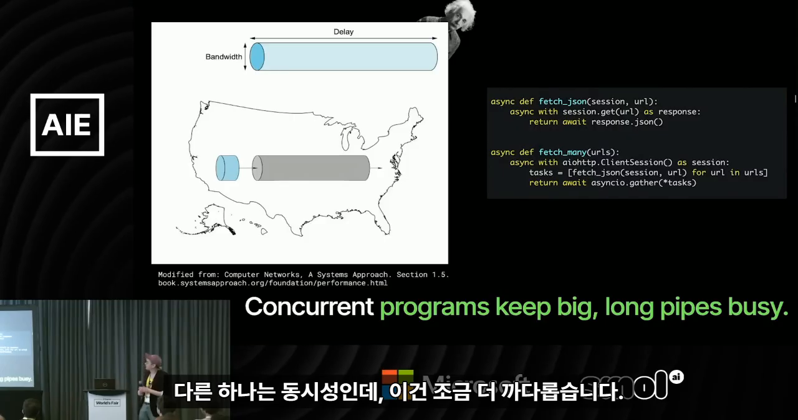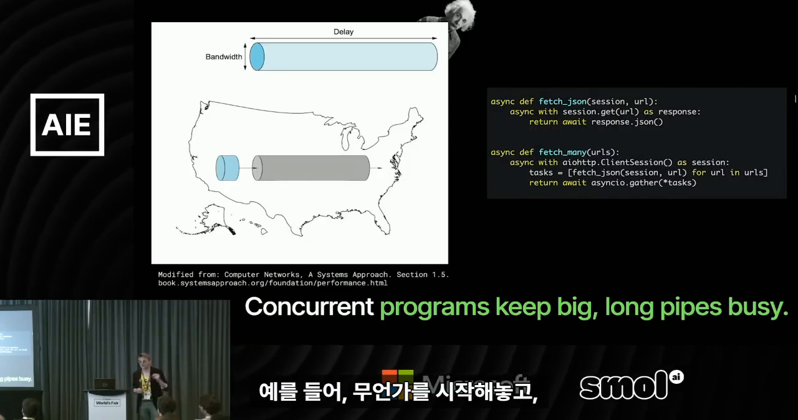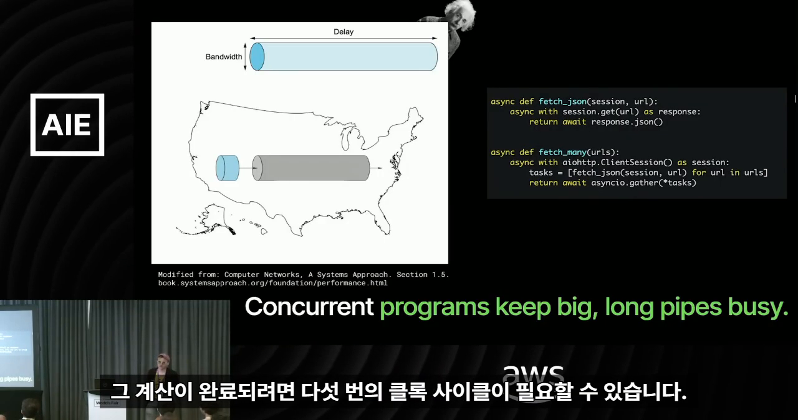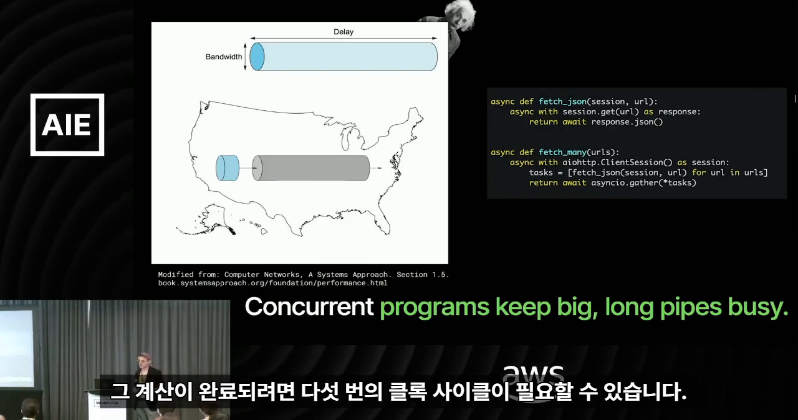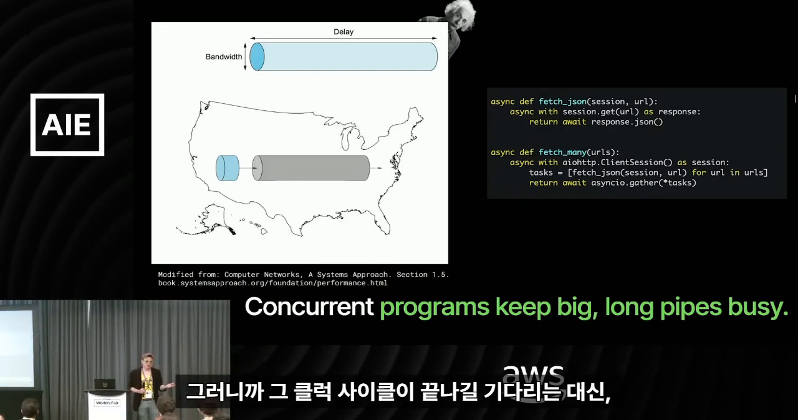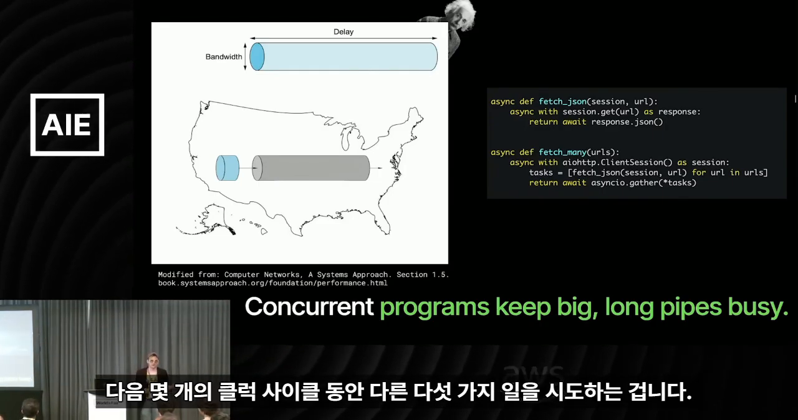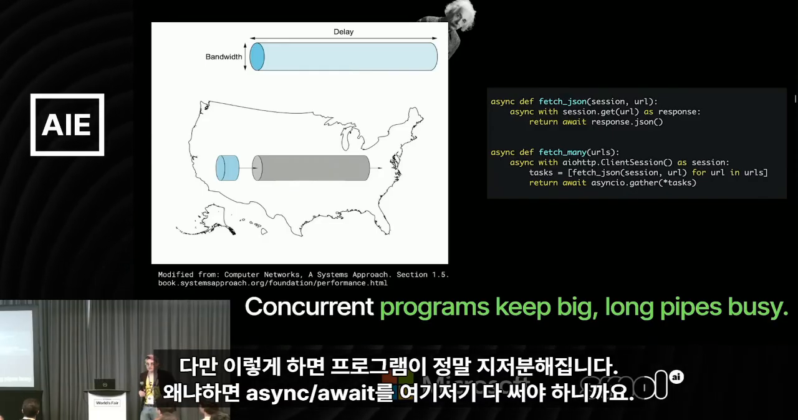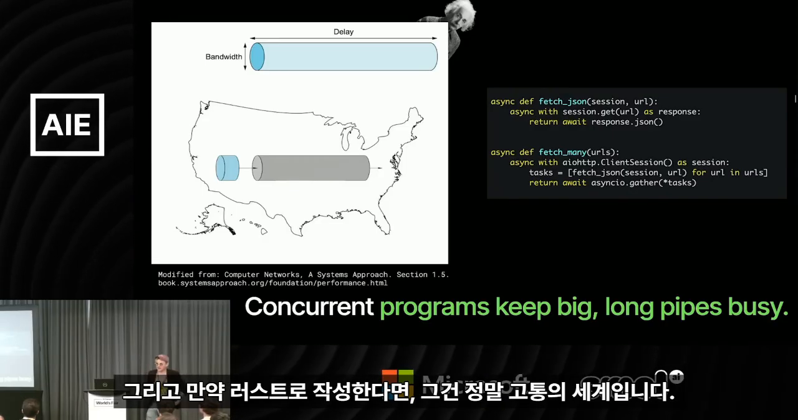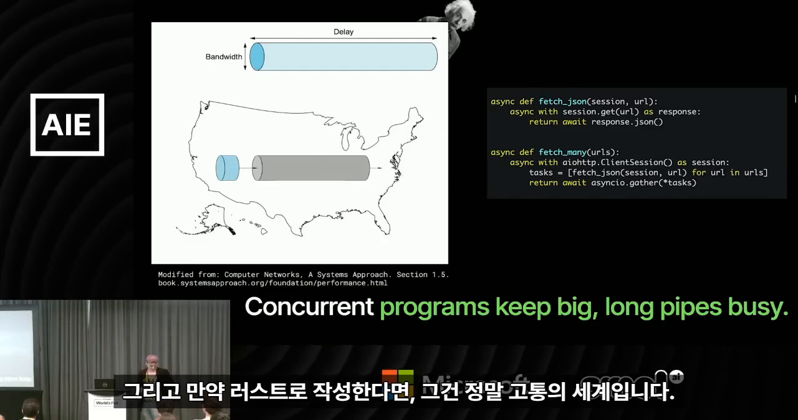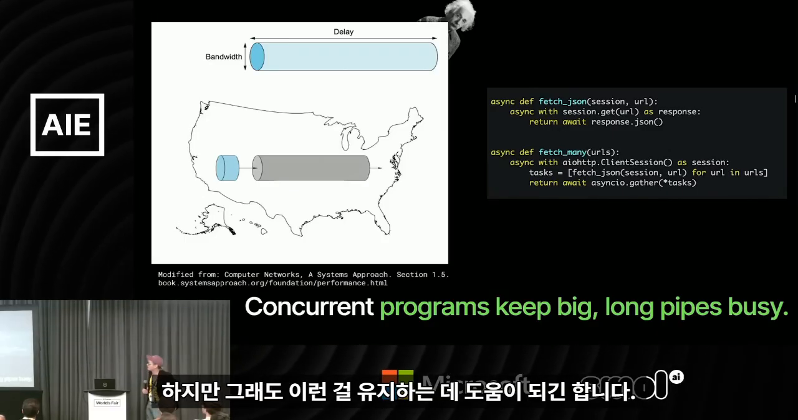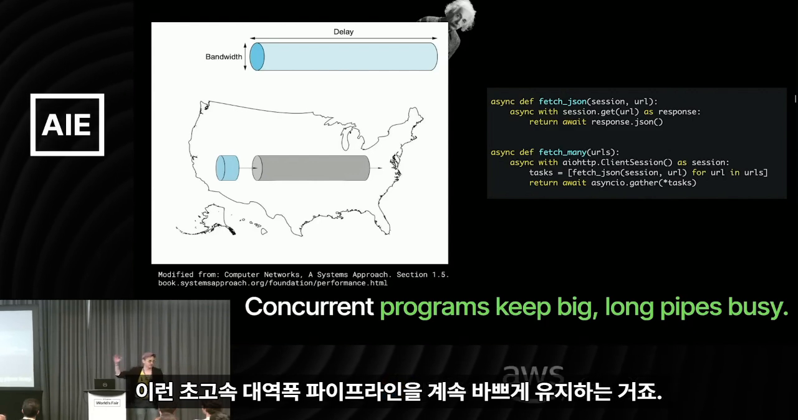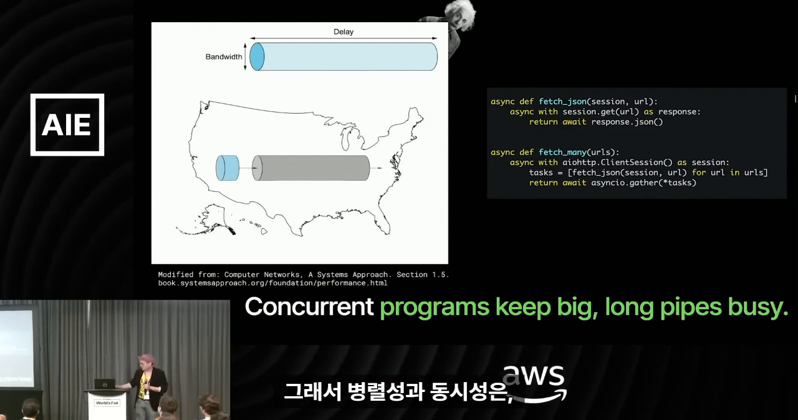The other one is concurrent, which is a little bit trickier. You start doing something, the clock cycle hits, you start running a calculation. Maybe that calculation takes 5 clock cycles to finish. Instead of waiting for those clock cycles to finish, try to do 5 other things with the next couple clock cycles. It makes your programs really ugly because you have to write async await everywhere. And if you're writing Rust, it's a world of pin. But it helps you keep these super high bandwidth pipelines busy.